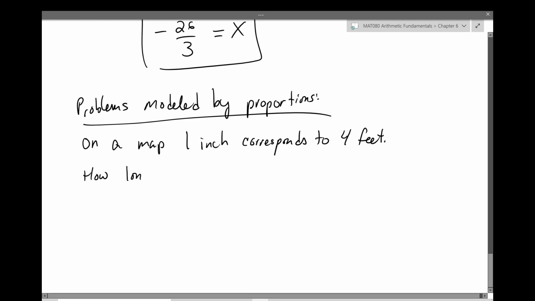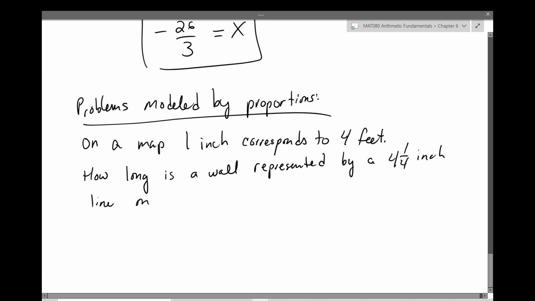How long is a wall represented by a 4 1/4 inch line on the blueprint, or on the map, we'll call it.